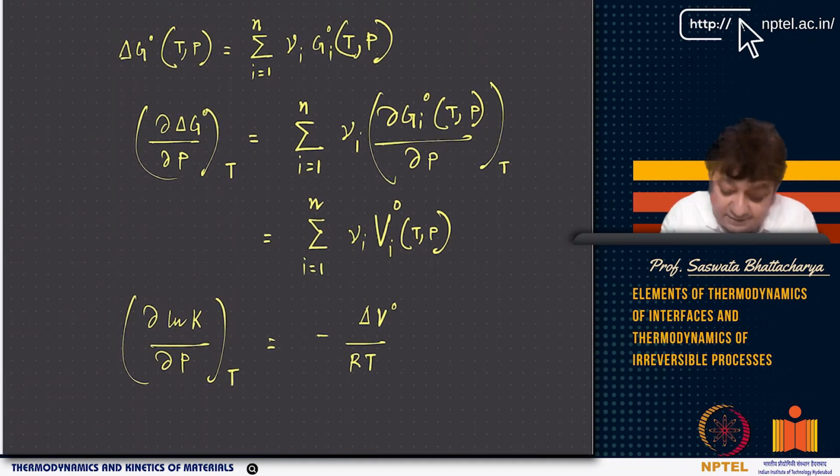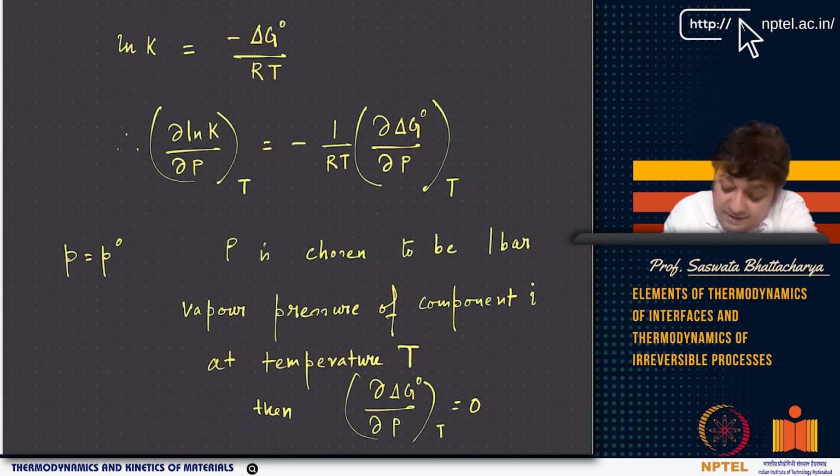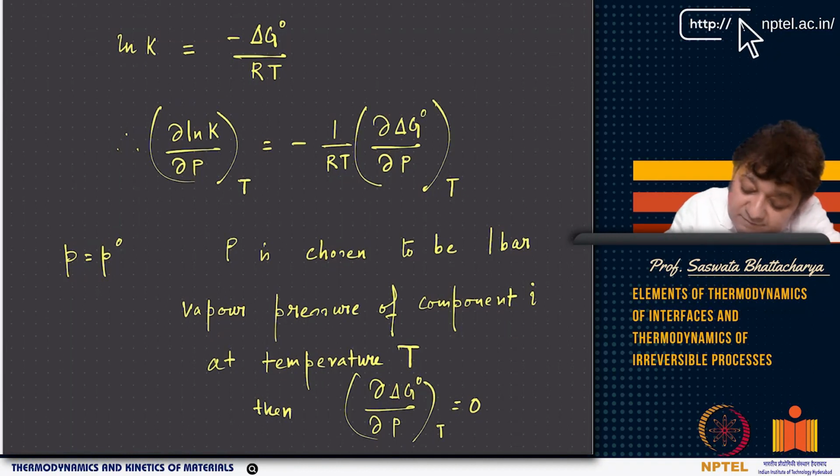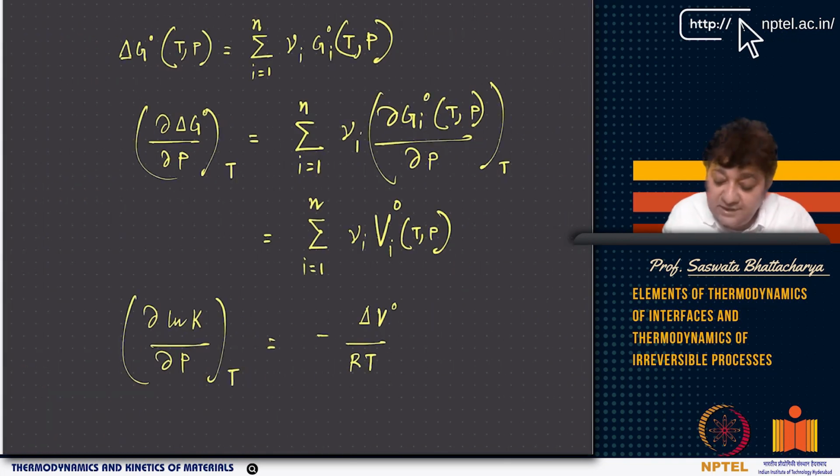Now if I have that, ∂G/∂P is that, and you are looking at ∂ln K/∂P, which is nothing but minus 1 by RT times ∂ΔG0/∂P. Now ∂ΔG0/∂P basically is the sum of nu i Vi0. If you do this combination, you eliminate the nu i, and you get the overall equilibrium constant change with pressure, which is equal to minus ΔV0 by RT.